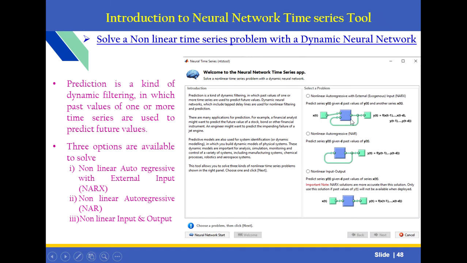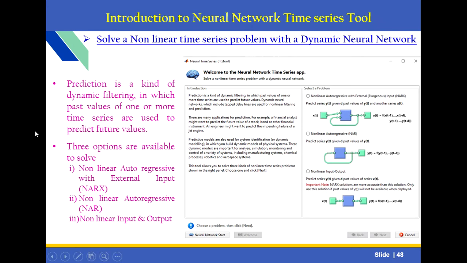Here the NARX network predicts series y(t) given d past values of y(t) and another series x(t). The NAR network predicts series y(t) given d past values of y(t). For NARX there is an external series also. For the nonlinear input-output network, we predict the series y(t) given d past values of series x(t). The prediction is a kind of dynamic filtering in which past values of one or more time series are used to predict the future values.